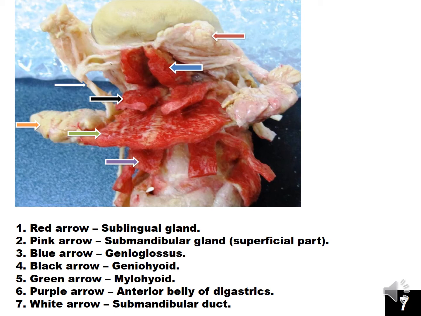Also you can see with the white arrow the submandibular duct, which, as we said, is 5 centimeters in length and opens on the submandibular papillae, which are on each side of the frenulum of the tongue. Now also you can see with the orange arrow the superficial part of the submandibular gland.